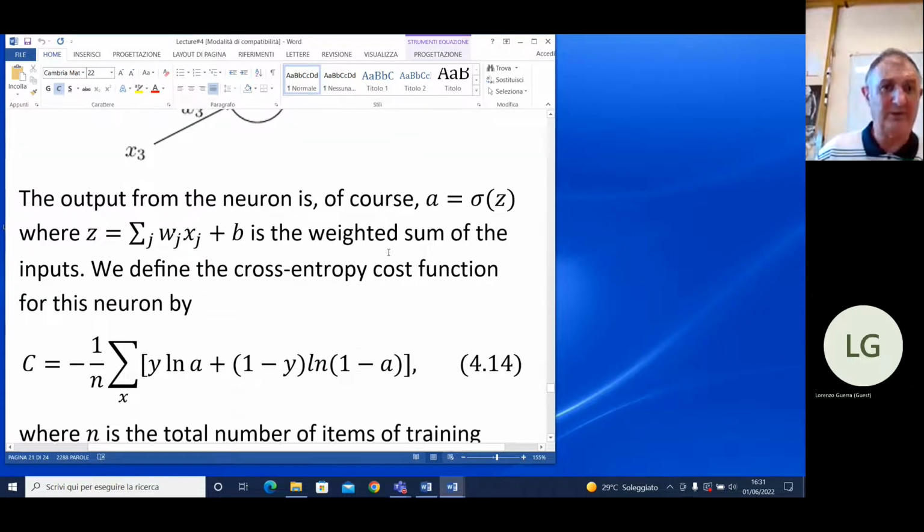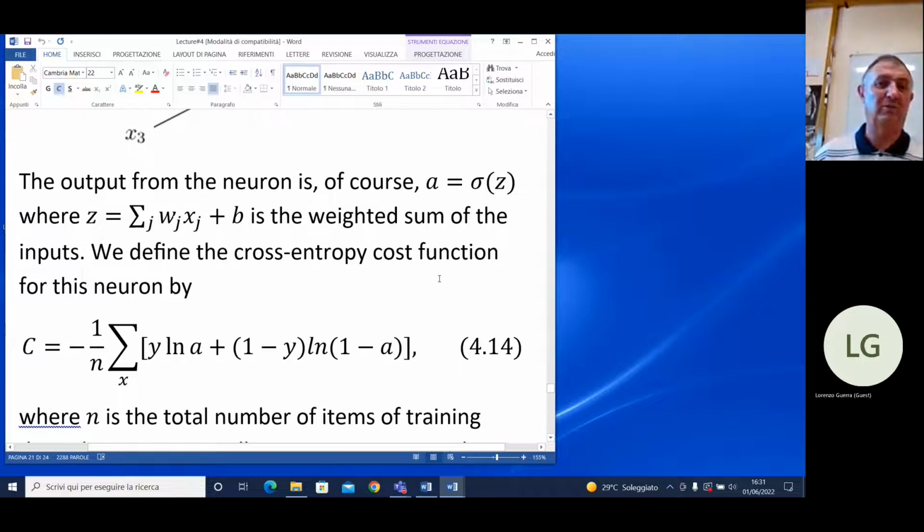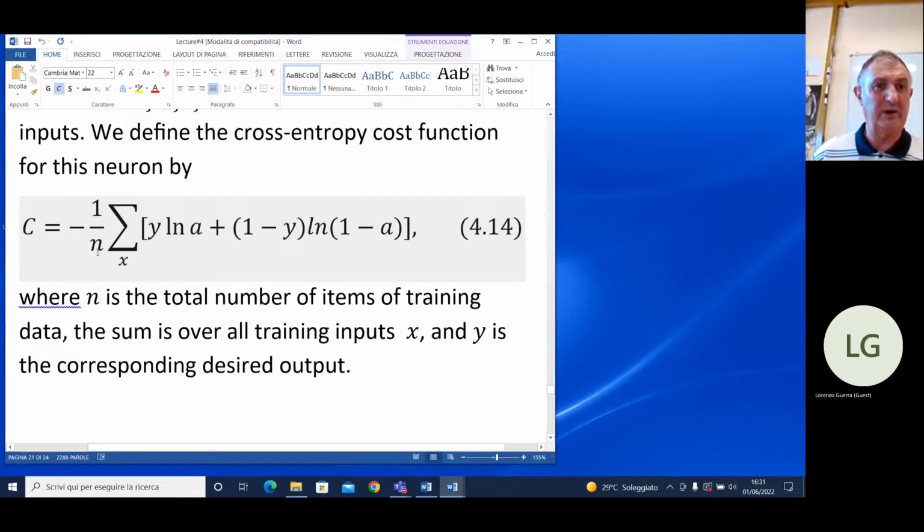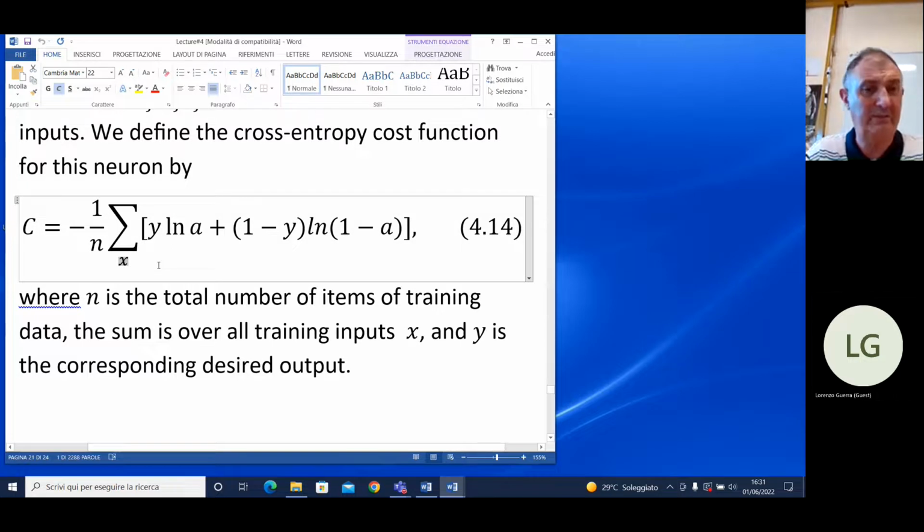How do we avoid this situation? By introducing a new cost function, the so-called cross entropy cost function, which is, you see, minus 1 divided by n, the summation over all learning samples x, where x is any learning sample, of y natural logarithm of a plus (1 minus y) natural logarithm of (1 minus a). Y is the desired output, a is our activation function in the neuron, so the response of our neural net.